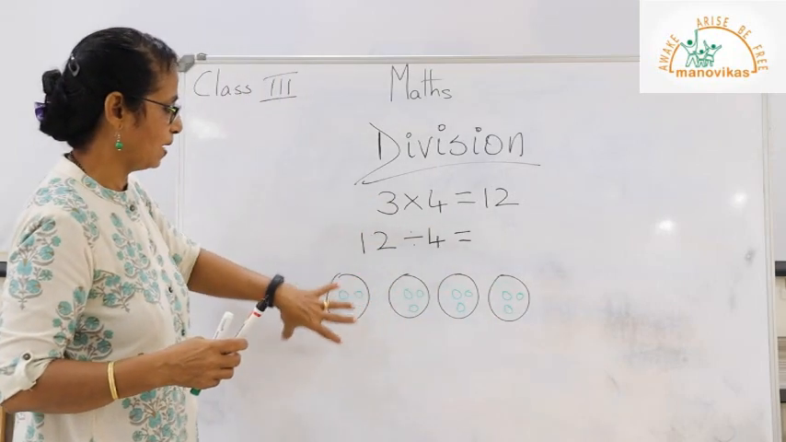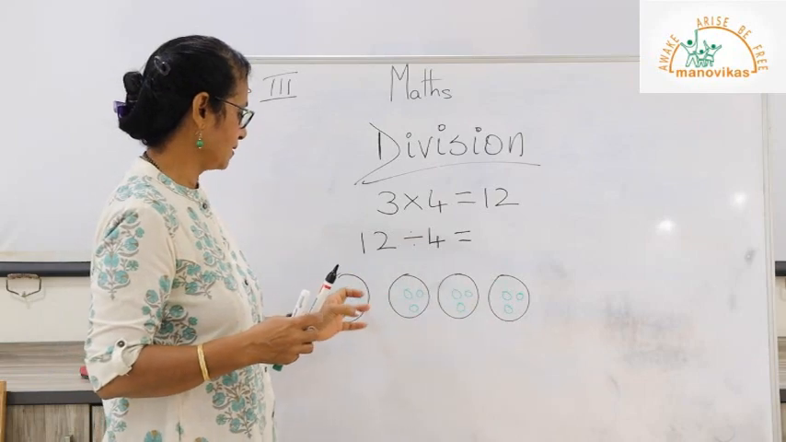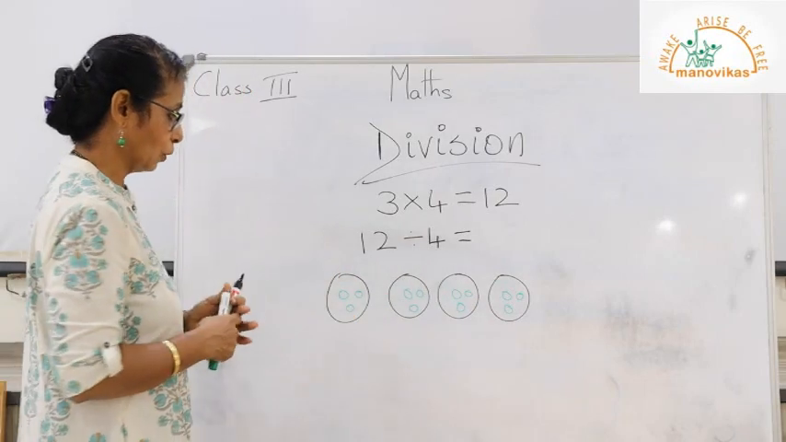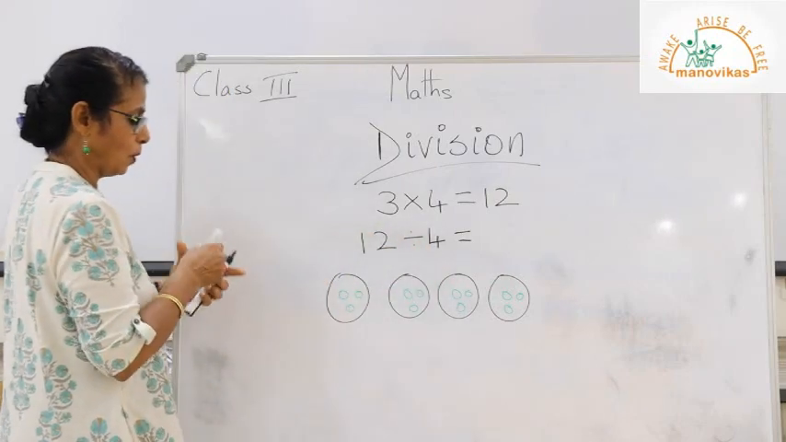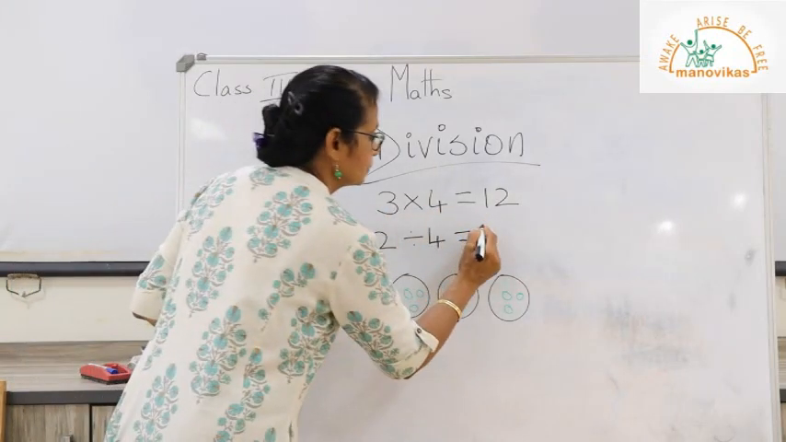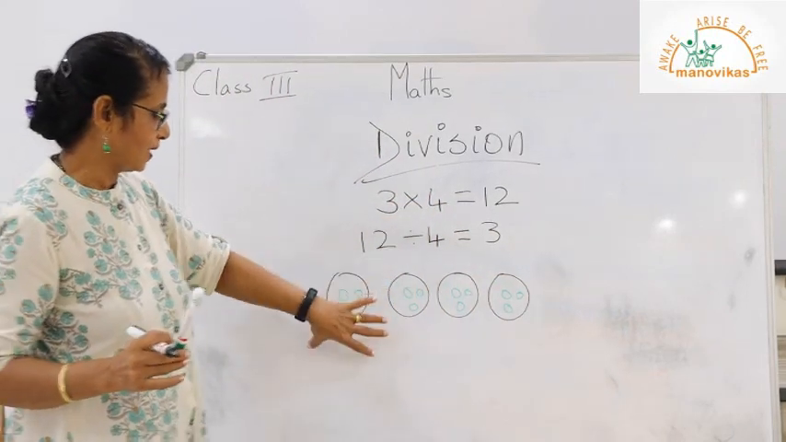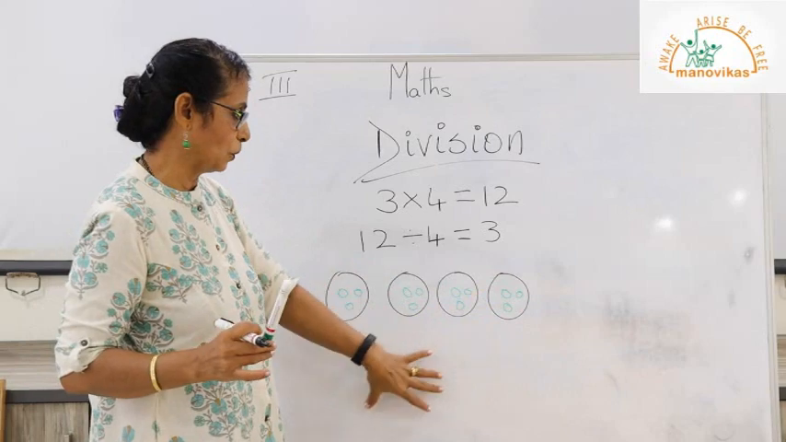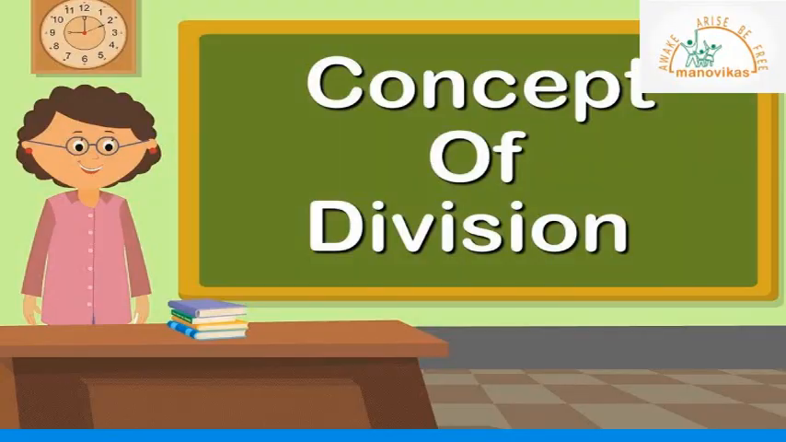Each of these groups now, after we distribute it, gets 3. That means 12 divided by 4 gives us 3. 12 divided by 4. Have you seen how we have divided? This is grouping. So division is mainly sharing and grouping.